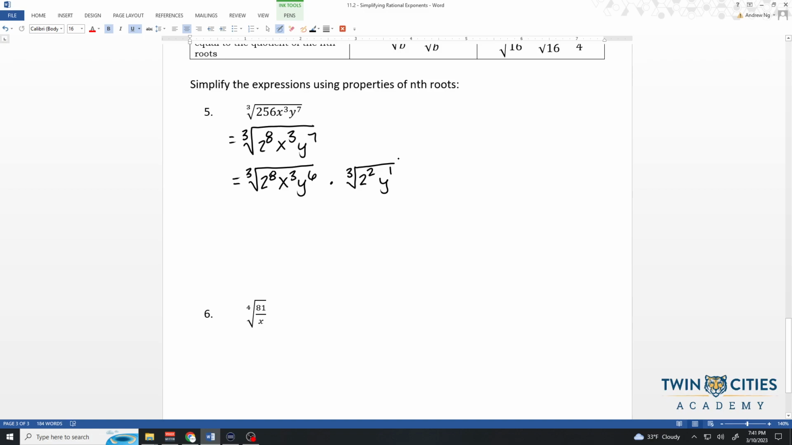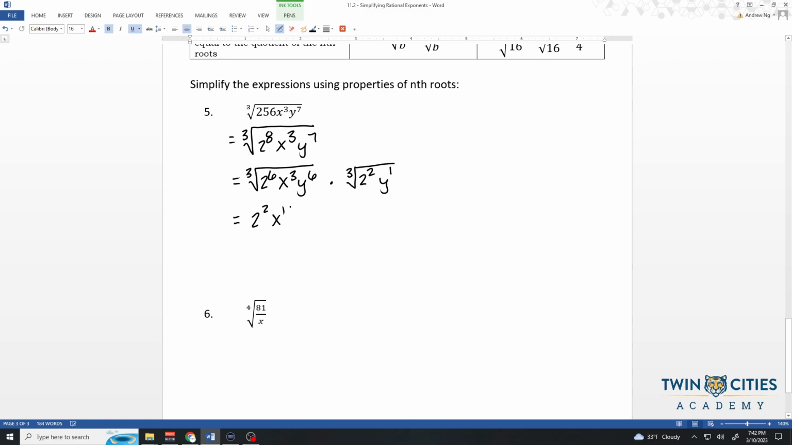Now, why might I do that? Well, notice that this is the cube root. Oh, this should be a 6 here, not an 8. And each of these exponents, 6, 3, and 6, are all divisible by this 3, the cube root, the nth root. So what I can actually do here is say 6 divided by 3 is 2. So this is 2 to the 2nd power. X to the third, 3 divided by 3 is 1.